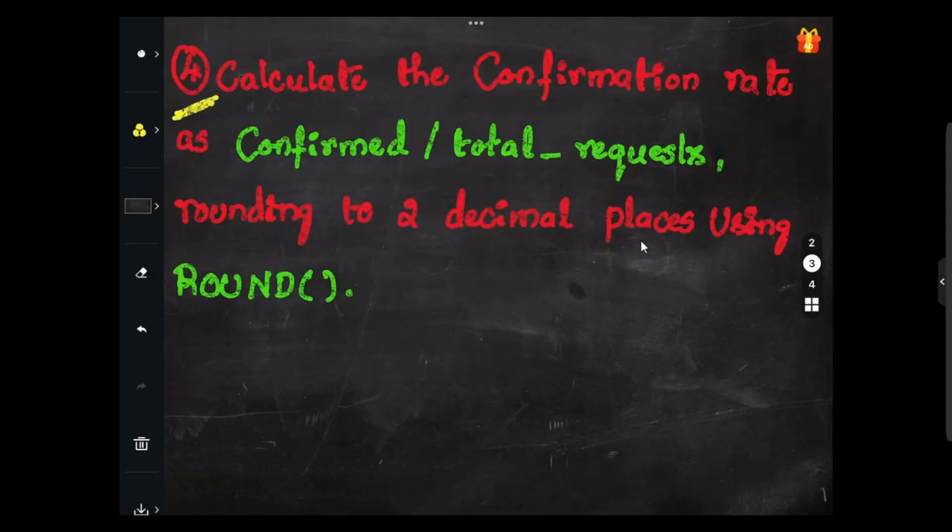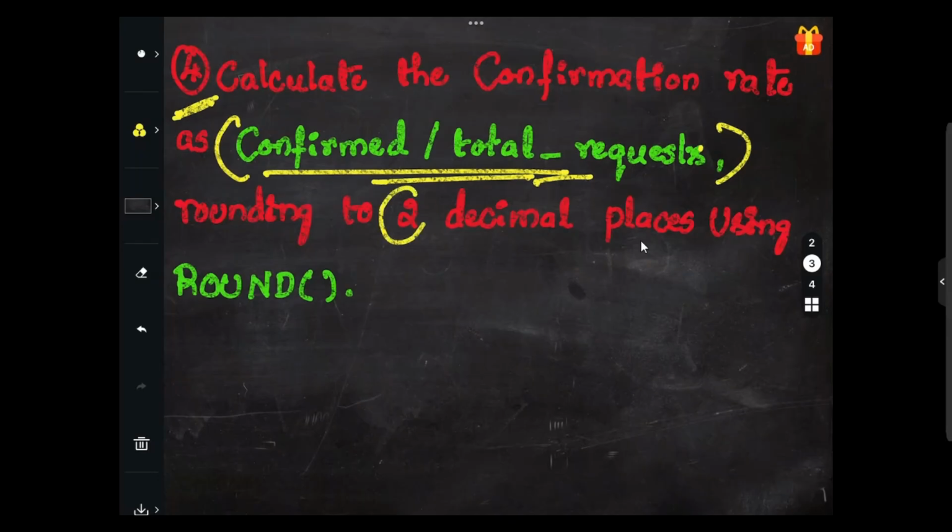After the third step, we have to calculate the confirmation rate as confirmed by total requests. We have seen how to calculate this while explaining the example itself. We know this one, right? So this one is confirmed by total requests. Just keep this in mind. This is the formula. Then rounding to 2 decimal places. They have asked in the question to go with 2 decimal places strictly, right?